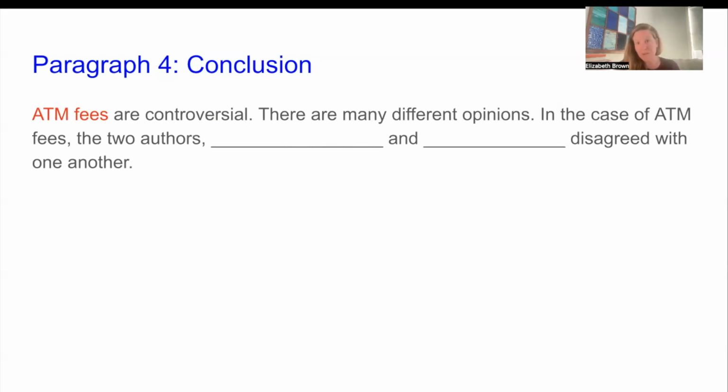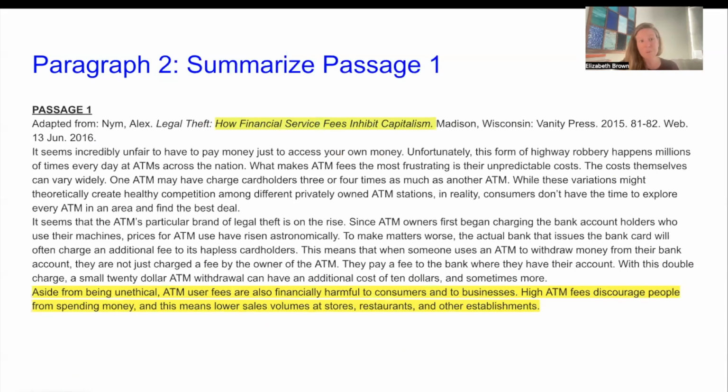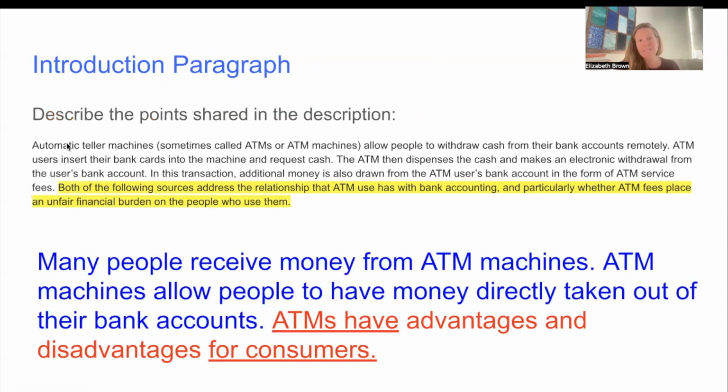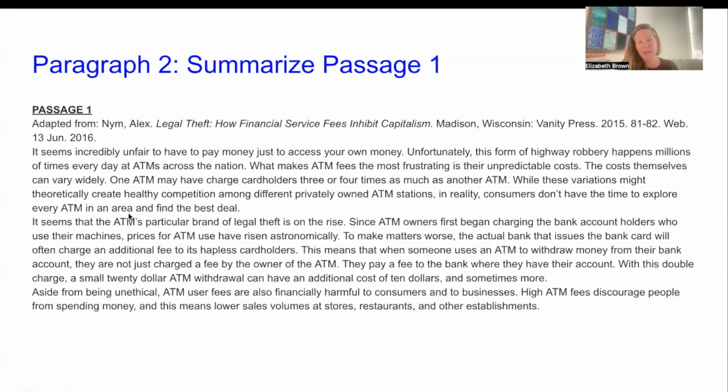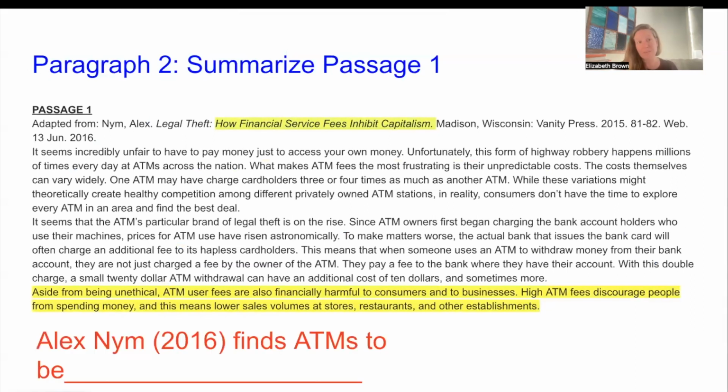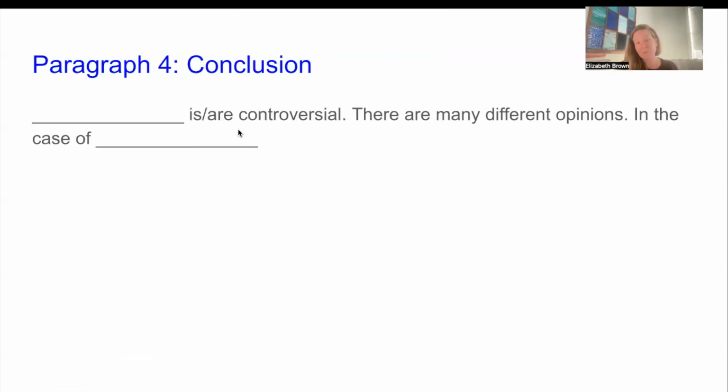So this was just a way to help you outline it. Again, I want you to read the description of the topic and then rewrite it in your own words. Use the sentence frame as a thesis statement. You can say anything has advantages and disadvantages, and then use the title of the article and the last few sentences to help you give a summary of what it's about, and then find some quotes to share how the two authors disagreed with one another.